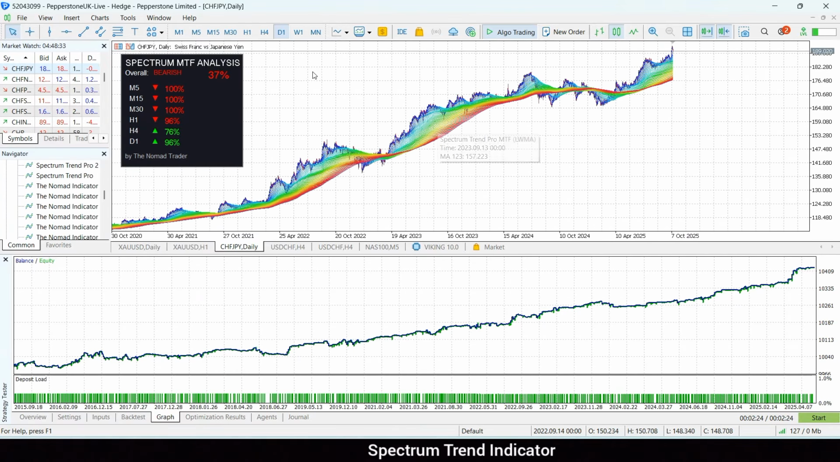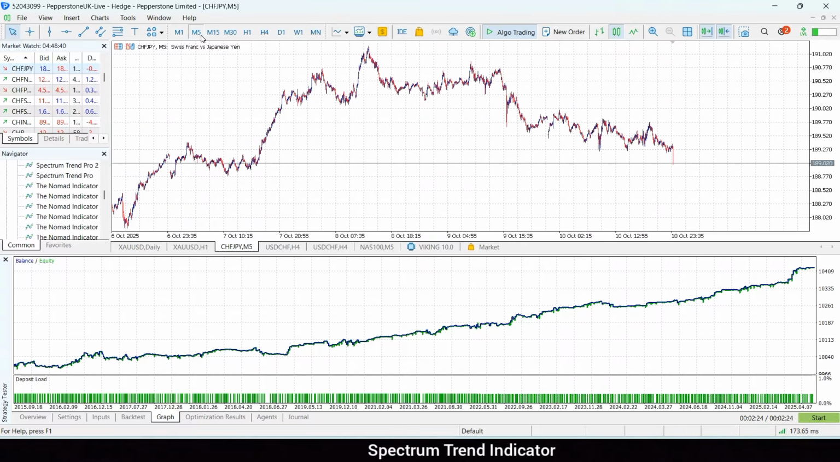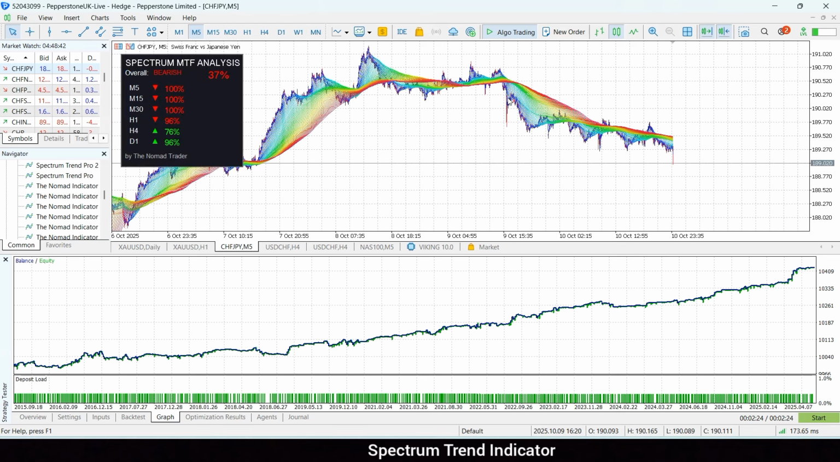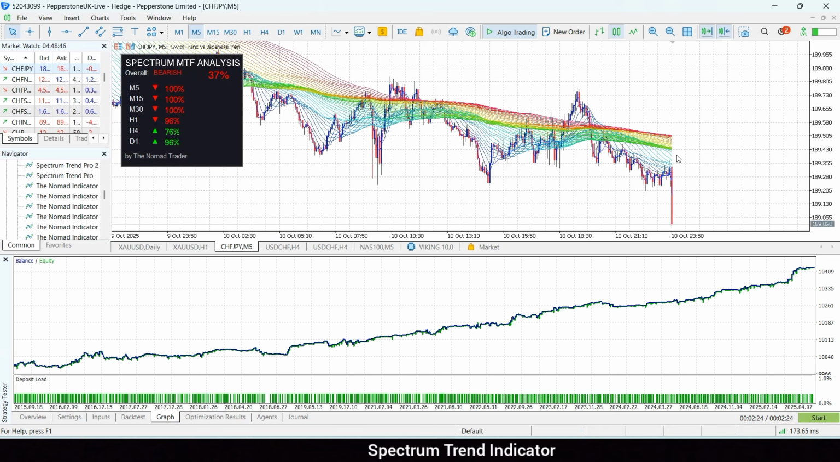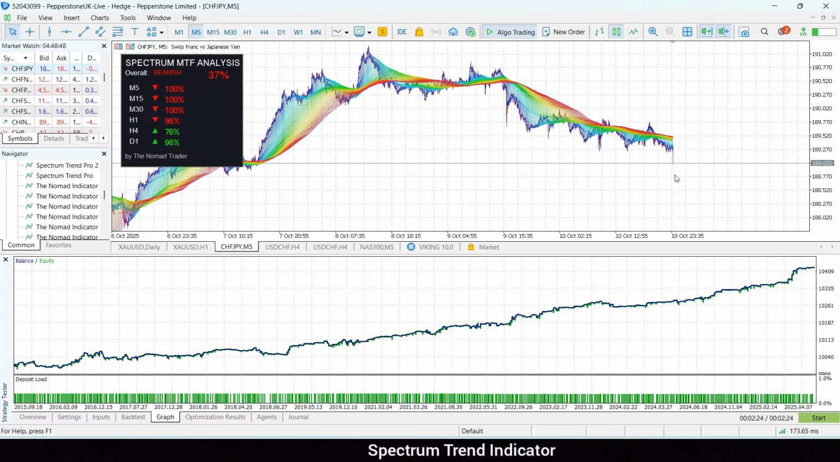Yeah, so on the daily we still have a huge trend, but for example, let's say it's 100% bearish. Yes, we can see it. So it is just bearish, and we have this huge candle here. So this is also the reason.